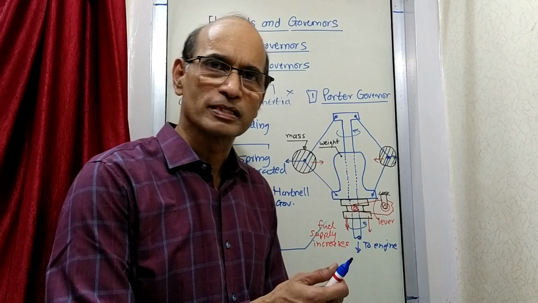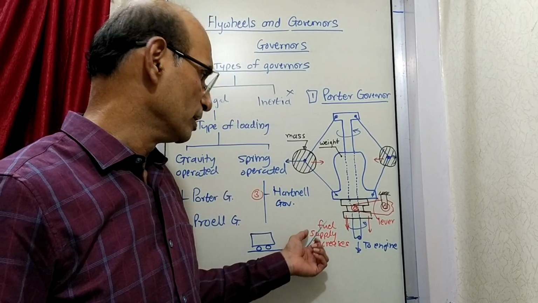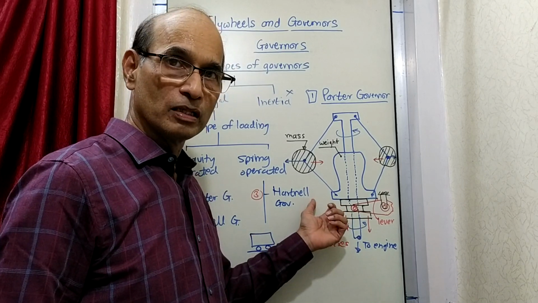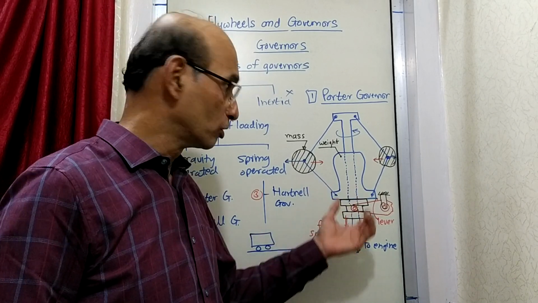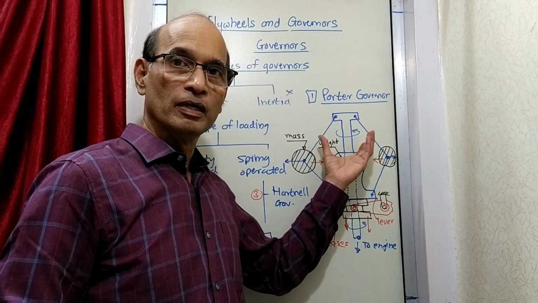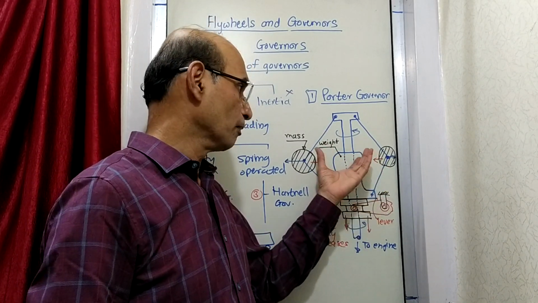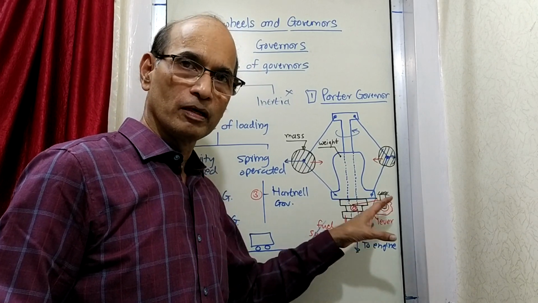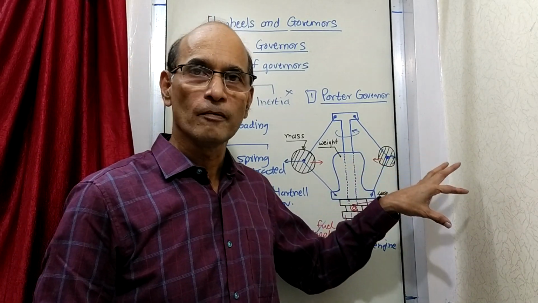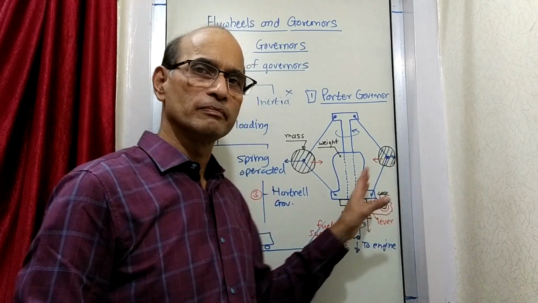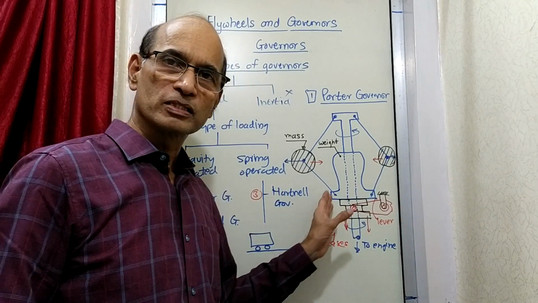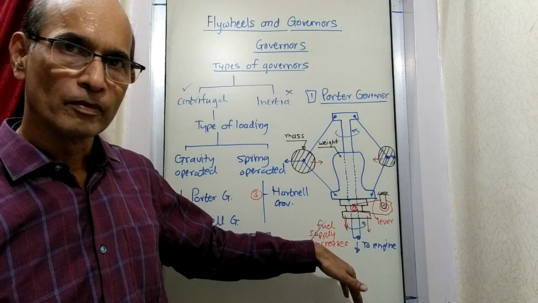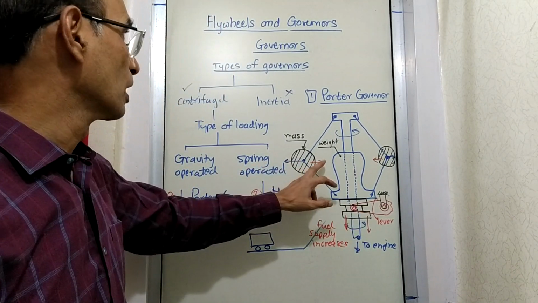In the description you can say that when the energy required is more due to the climbing action, the speed drops. When the speed drops, the masses come close because of reduction in centrifugal force, and when the masses come close, the lever is moving in a particular direction, which is resulting in an increase in the supply, and because of that the engine gets what it wants, and vice versa when it goes down. So draw this sketch for the Porter governor.